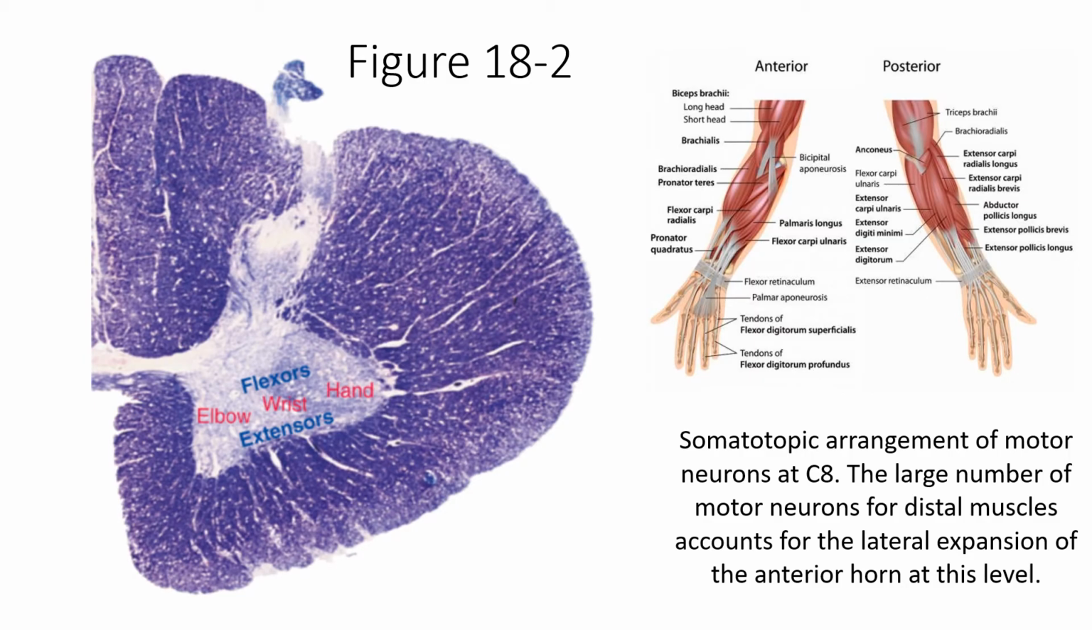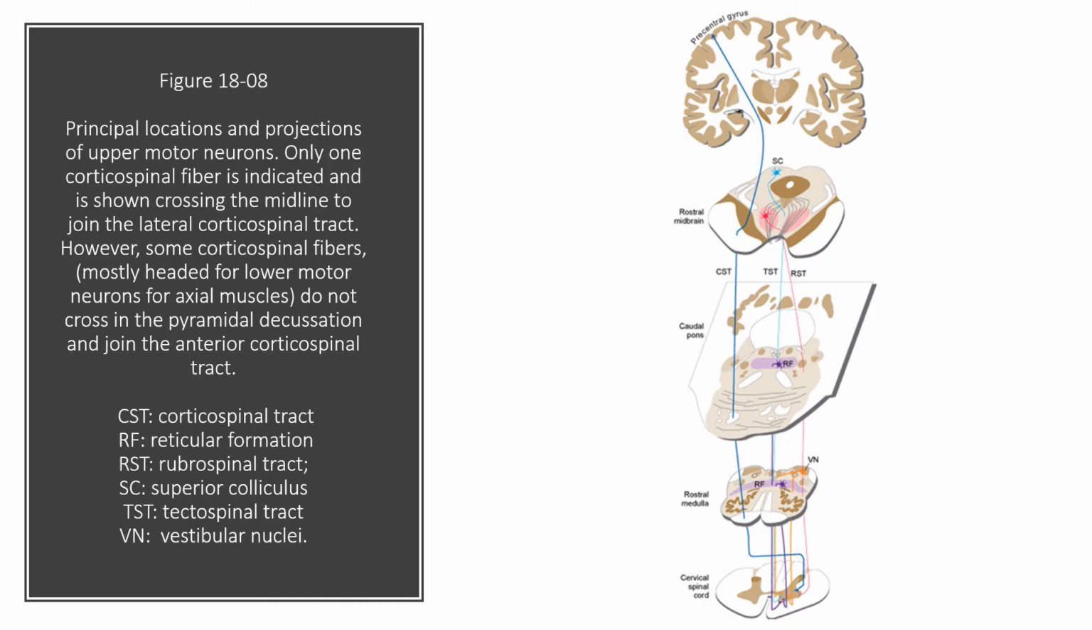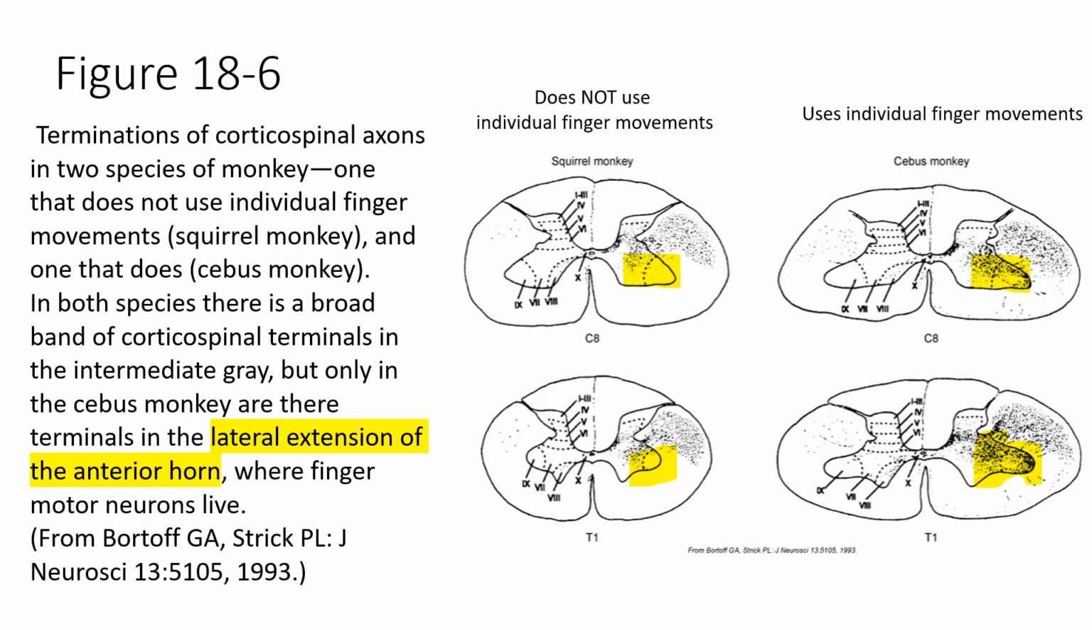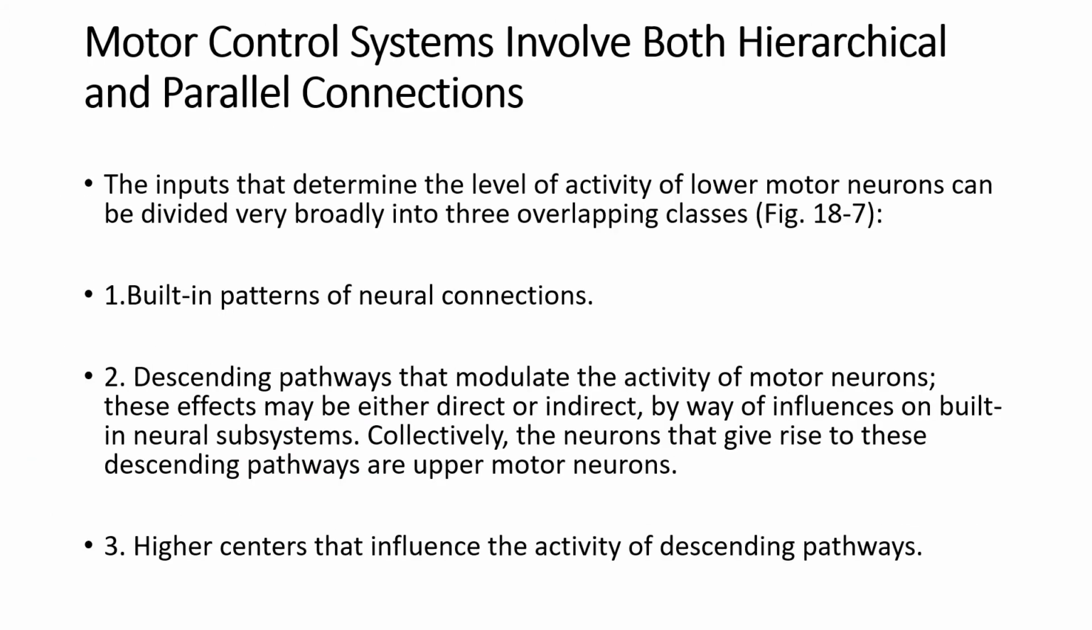There's a nice picture here. You can see in the gray matter flexors, extensors, elbow, wrist, hand, the somatotopy of where these things are. Here's another nice picture to pull it together. This one I highlighted because I really wanted you to make sure that you saw it. The lateral extension of the anterior horn is where finger motor neurons live, and there are questionable ways in which they are figuring this stuff out. It's research. So we can see the highlighted area corresponding to their research here.